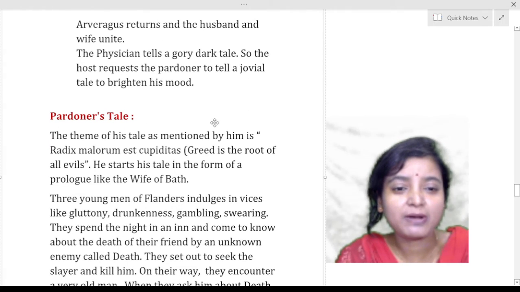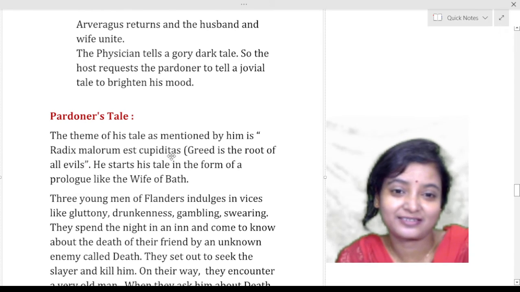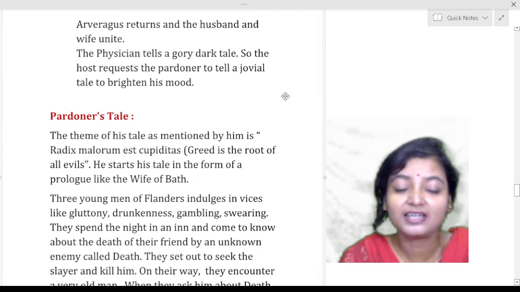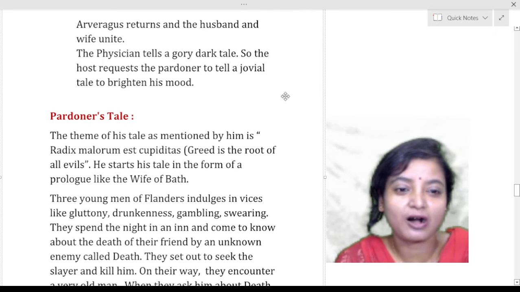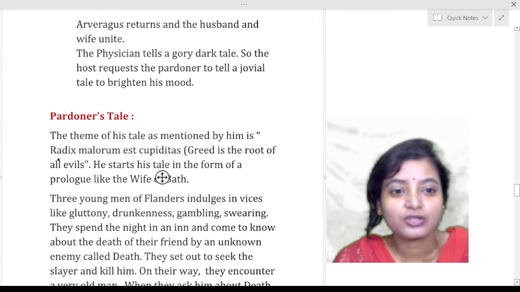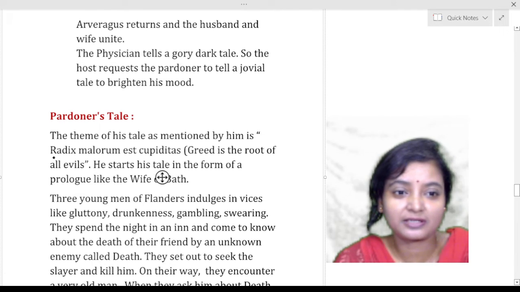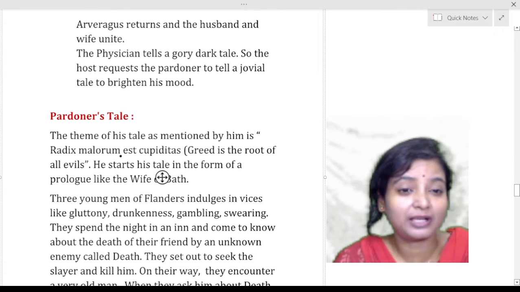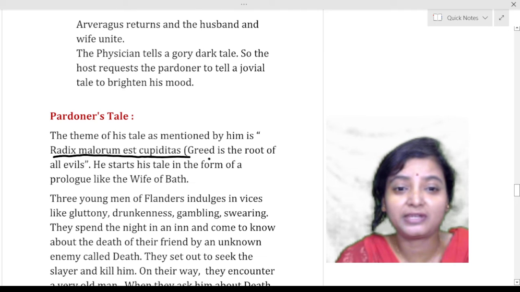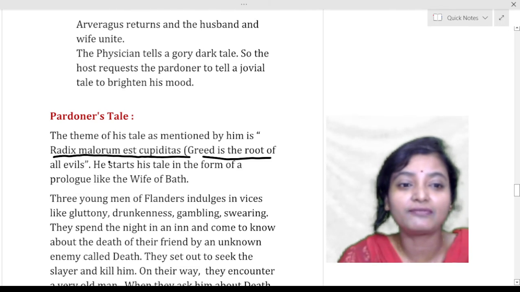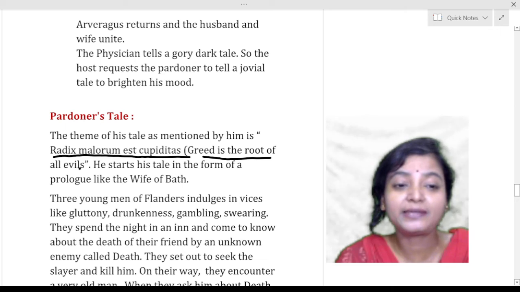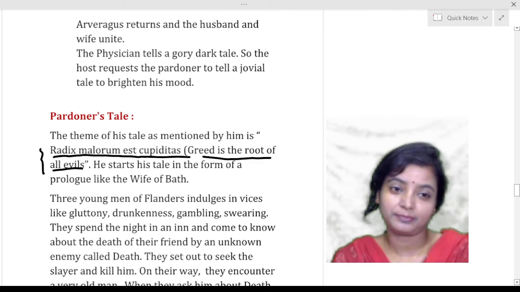The Pardoner's Tale. The theme of his tale, as mentioned by him, is Radix malorum est cupiditas. What is the meaning of the phrase? Greed is the root of all evils. So keep this phrase in mind as the theme of the tale. Radix malorum est cupiditas. The meaning is greed is the root of all evils. And he proves this in his story.